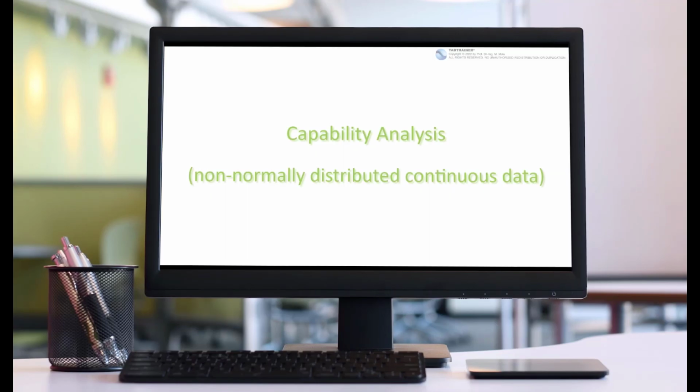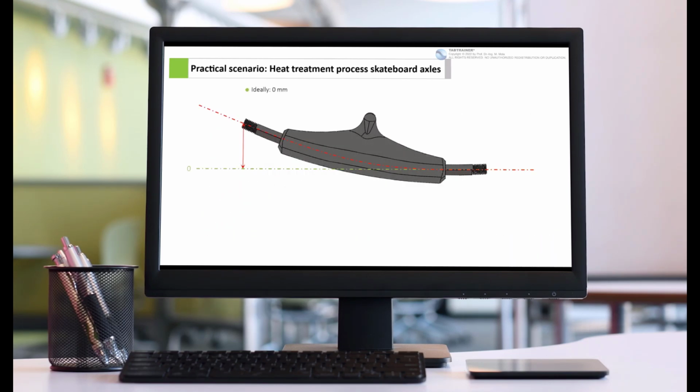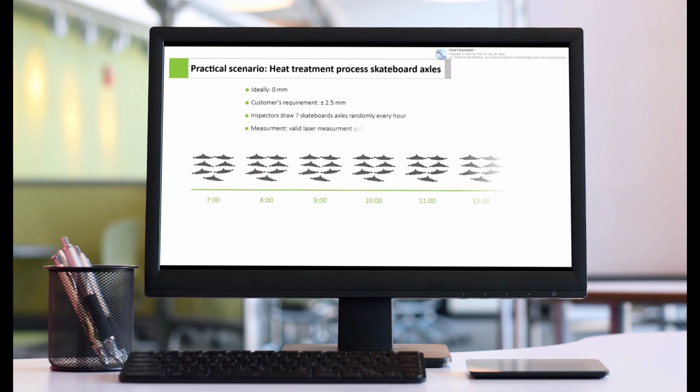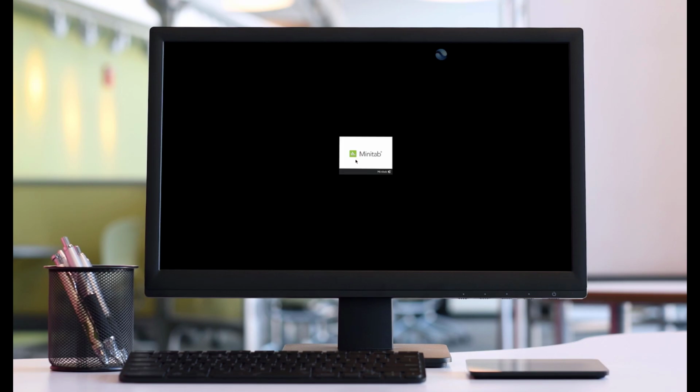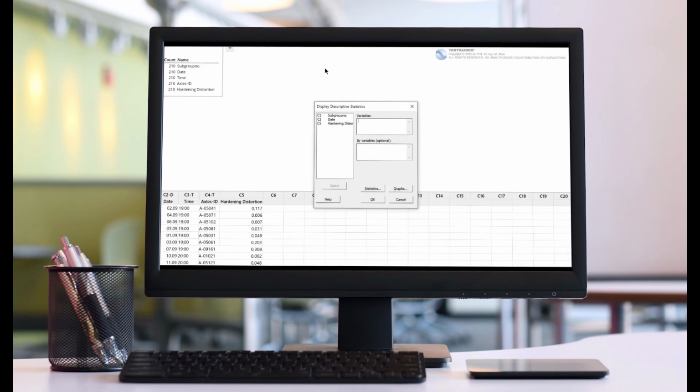In the 28th Minitab tutorial, we visit the last process step of the die casting process for the production of skateboard axles. The production of skateboard axles at Smartboard Company is currently carried out using the die casting process. In order to achieve the strength values required by the customer in the skateboard axles, they are subjected to a heat treatment process at the end of the die casting process.